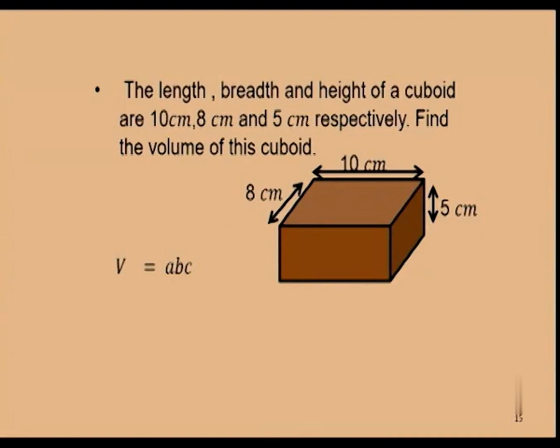Now, you can write the formula. No need to write the relationship. Okay. Let's substitute the values. a is 10 centimeters and b is 8 centimeters and c is 5 centimeters. 10 times 8 is 80 and 80 times 5 is 400 cubic centimeters. So, the volume of this cuboid is 400 cubic centimeters.